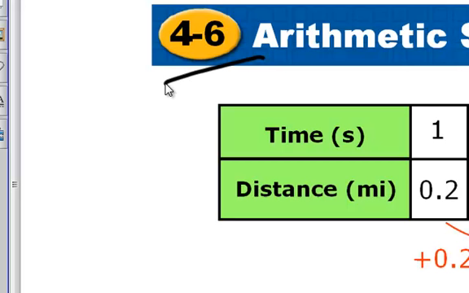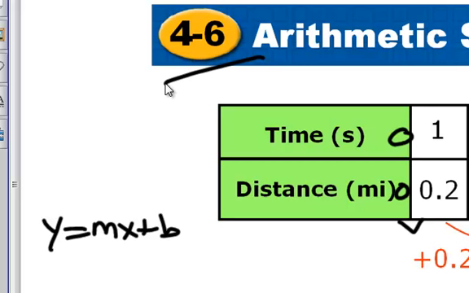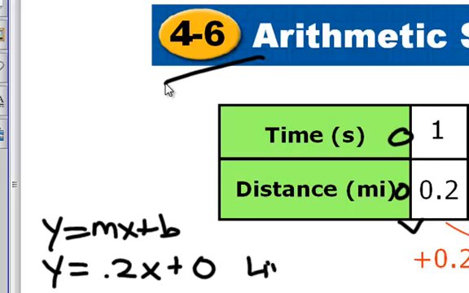If you were to look at this table right here, how you would probably write it is you would go back to the 0 and say that 0 gives me 0 because my common difference is 0.2. So y equals mx plus b is y equals 0.2x plus 0, or just 0.2x. So that's your linear equation.